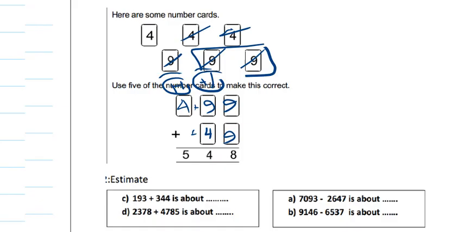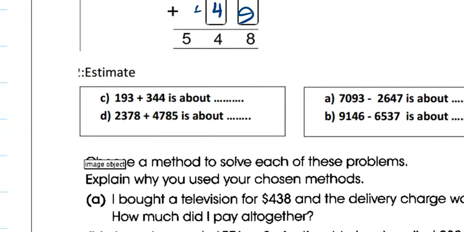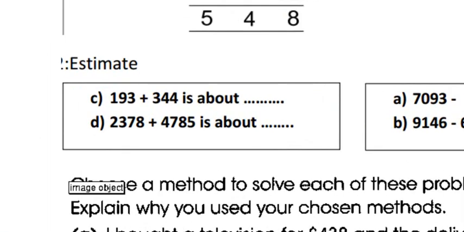Here is an estimate. The estimate is to round each number before calculating. Look at the left hand side digit here, 193. If you round this number to the nearest 100, it will be 200. Plus 344, round this number to the nearest 100, it will be 300. 200 plus 300 is about 500. About, I mean, it's nearer to.